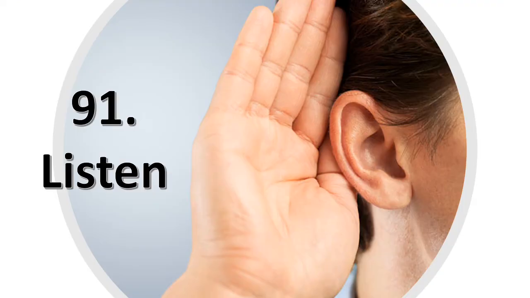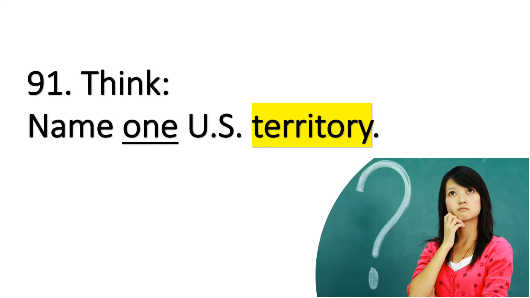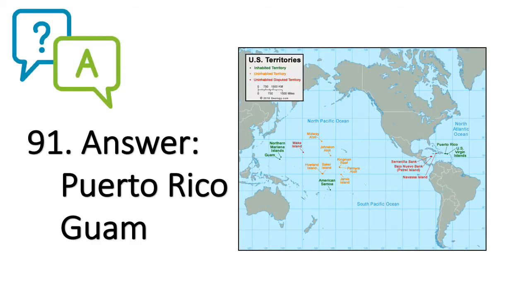Number 91. Name one U.S. territory. Puerto Rico, Guam.